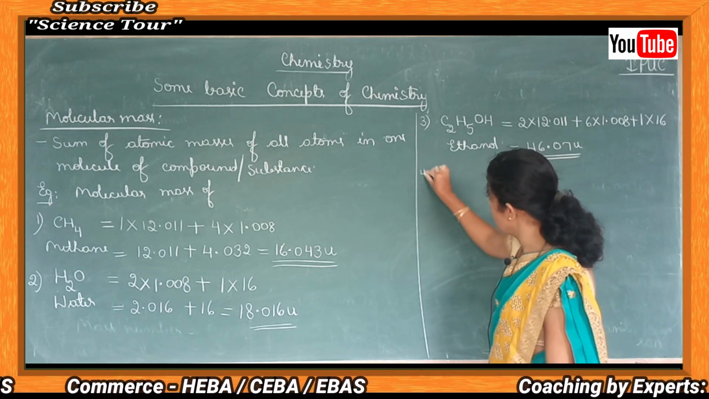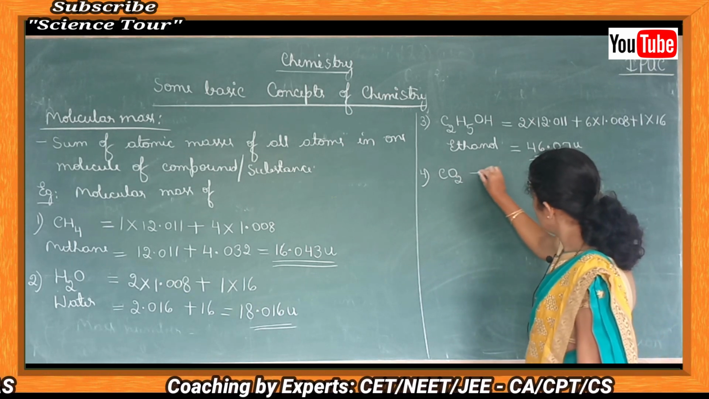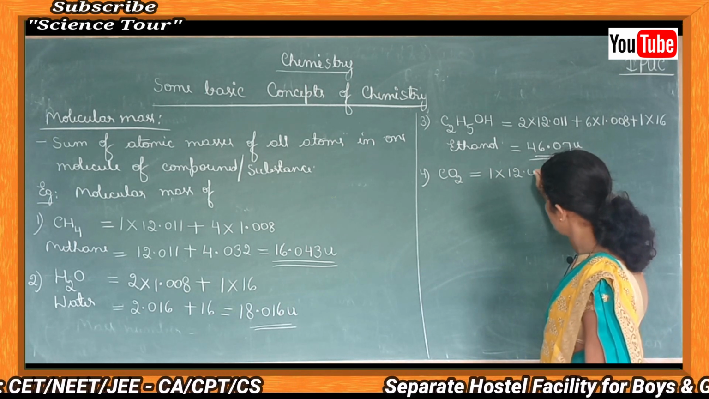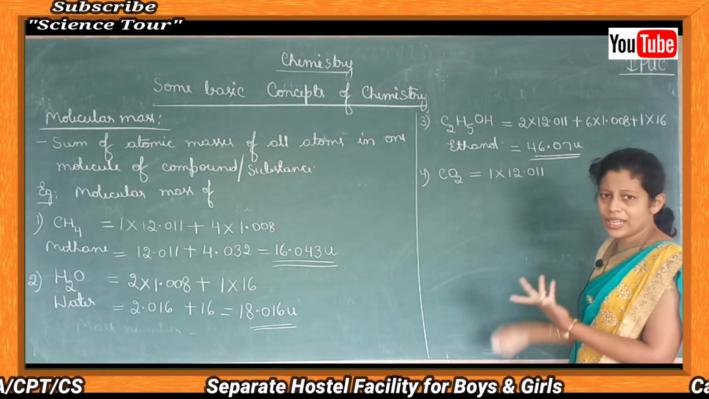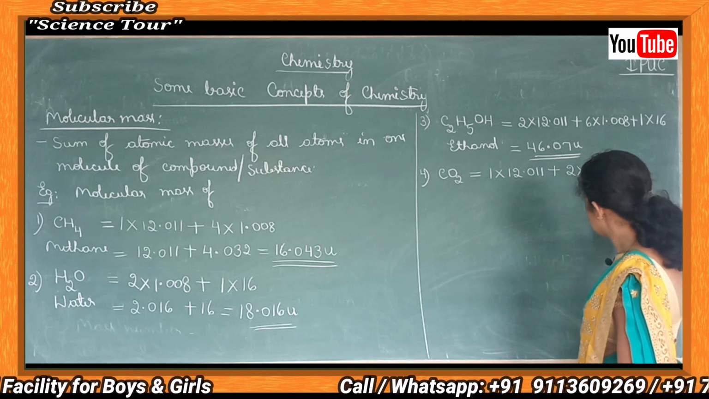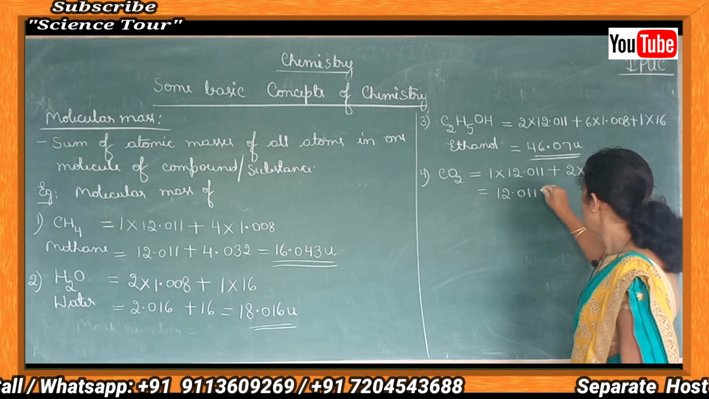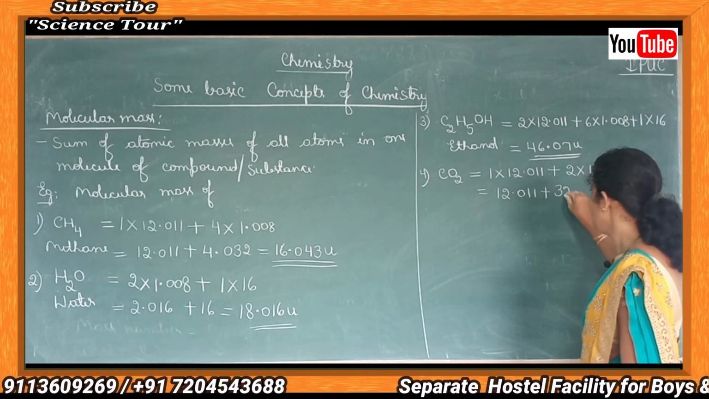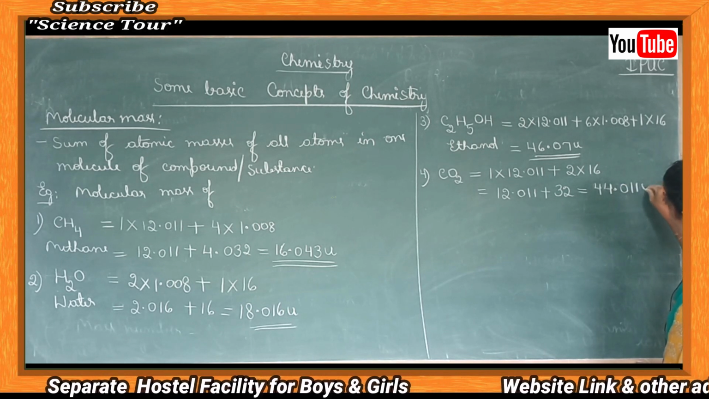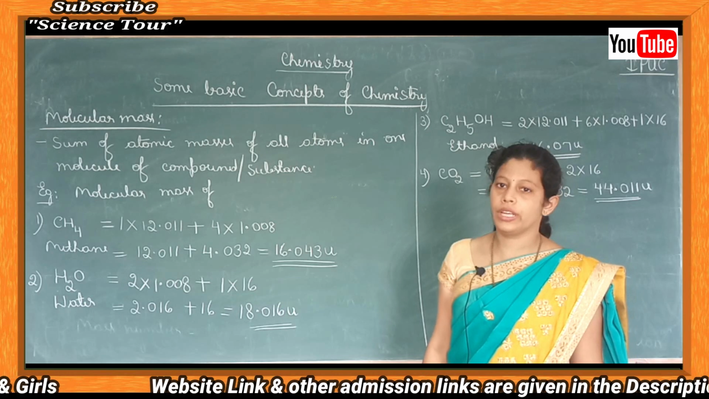Let's have another example. Let's take carbon dioxide, CO2. Here there is one carbon, so 1 into 12.011. If you want, you can just take it as 12, no problem, plus 2 into 16. So this is 12.011 plus 32, that is 44.011 unified mass. This is the carbon dioxide molecular mass.